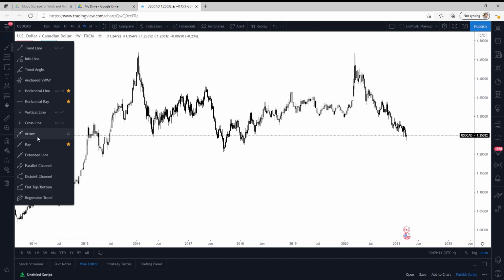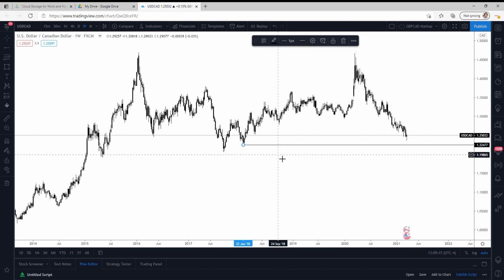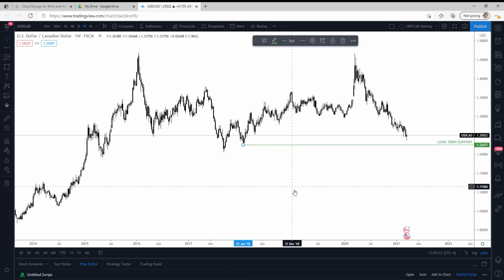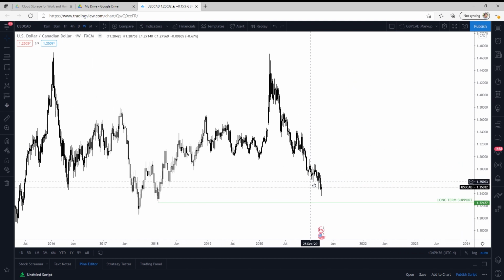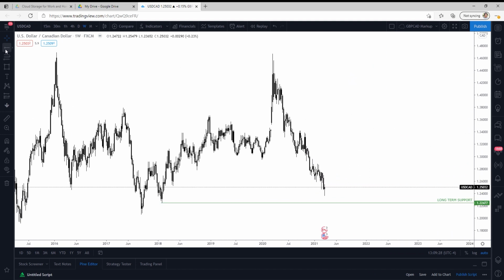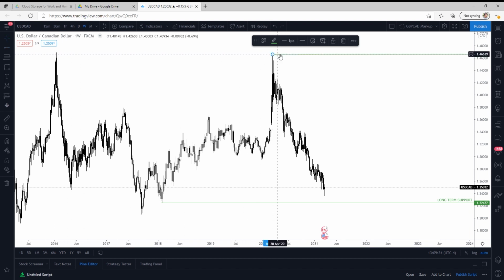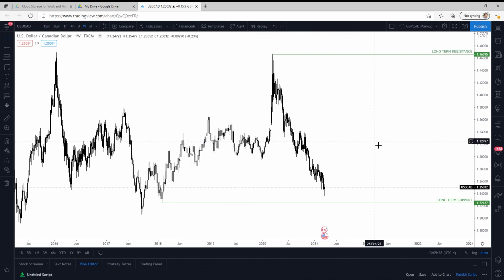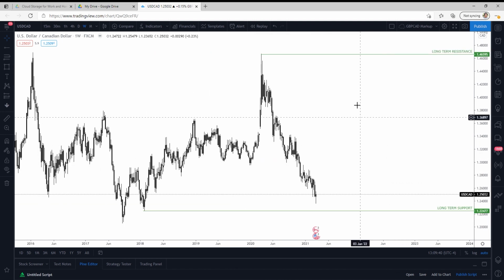So I'm going to mark this. I'm going to grab my horizontal ray and mark this as my long-term support. I've already got the template saved. Long-term support is green, and the template changes the color and adds the text, all that good stuff. So that's my long-term support. Then my extreme high is here. This is my long-term resistance, so I'm going to mark this as long-term resistance. Now I've got those two things.